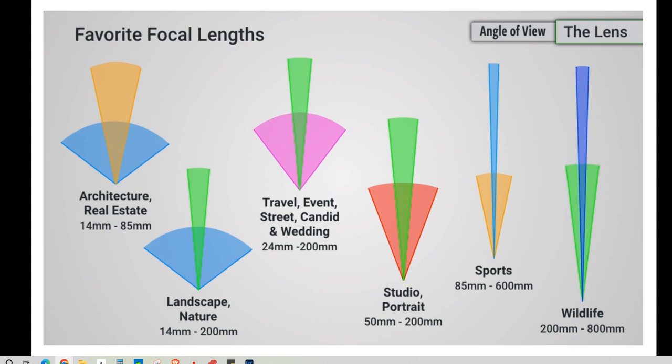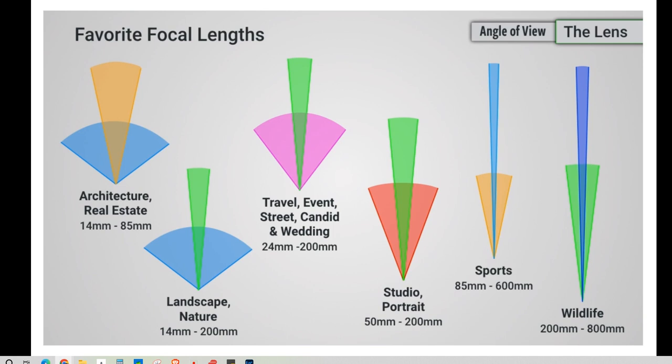You might wonder why you would need a 200 millimeter, but sometimes you're shooting things that you can't get that close to, like a waterfall that's way over there, and you want to get that picture of it. For travel, event, street, candid, or wedding, 24 millimeter to 200 millimeter is the perfect range. It's a really good range. And for studio or portraits, 50 millimeter to 200 millimeter.